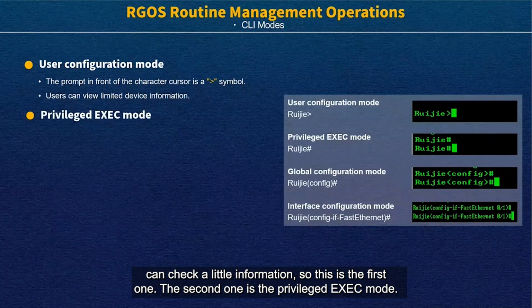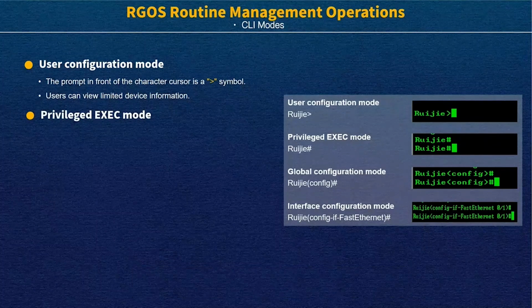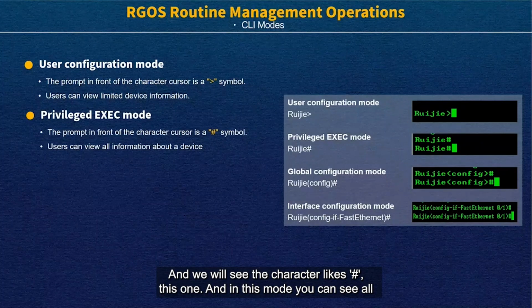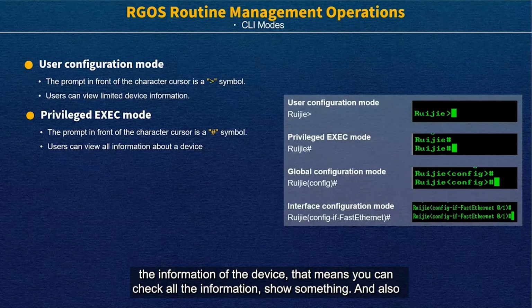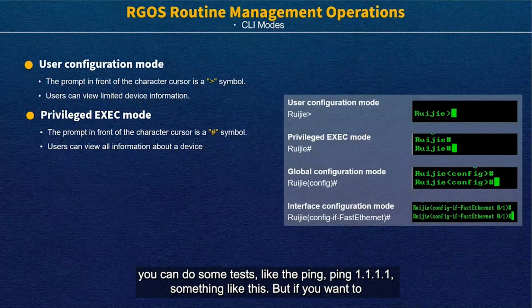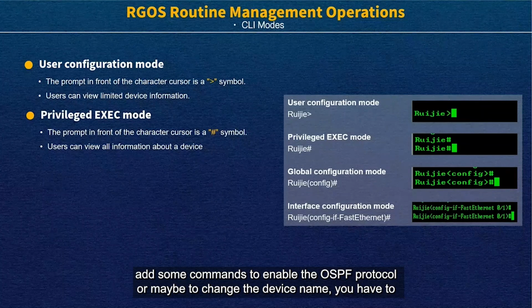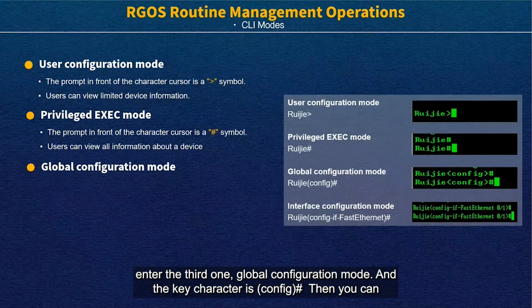The second one is the privileged exec mode, and we will see the character like the hash, this one. In this mode, you can see all the information of the device. That means you can check all the information with show commands, and you can also do some tests like ping. But if you want to add some command like enabling the OSPF protocol or changing the device name, you have to enter the third one, global configuration mode.